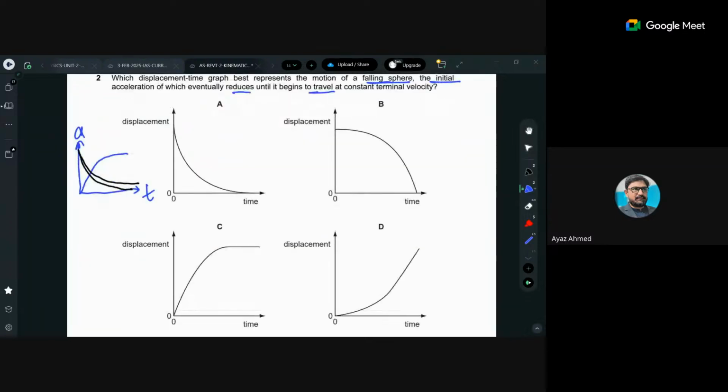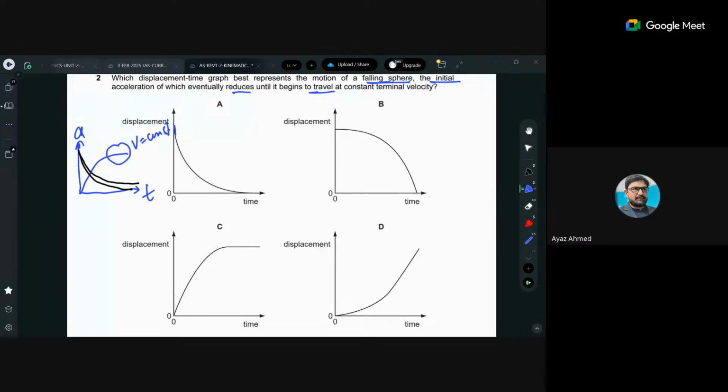In the displacement time graph, initially acceleration would be more, so the gradient would be increasing, and then the gradient would become constant. That is, the velocity here will be constant. Velocity means the gradient of the graph. So if the gradient is constant, I can simply say that the graph which has constant gradient at the end is the answer. Okay, so according to that, what about option A?